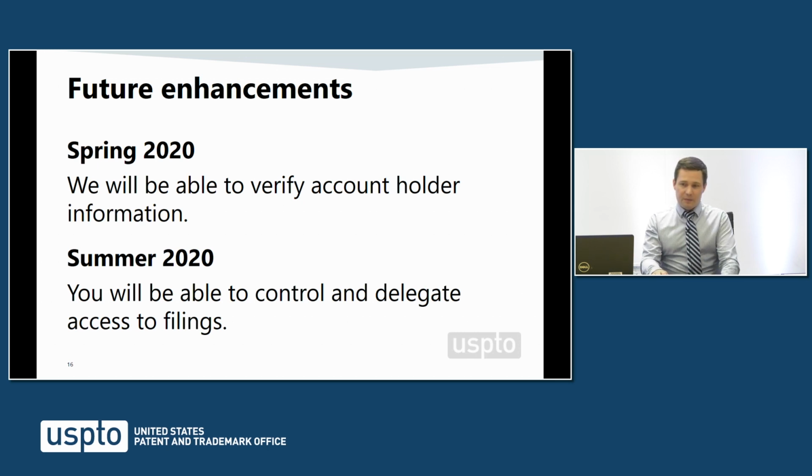Again, in our future enhancements in spring of next year, we'll be able to verify the account holder information and the identity of the account holder. And following that, in summer 2020, customers will have greater ability to control and delegate access to their filings. This may take the form of law firms creating accounts with specific privileges, or of a pro se applicant deciding to exclude any other parties from modifying their files. There will be a wide variety of options that you'll have, so look for that.